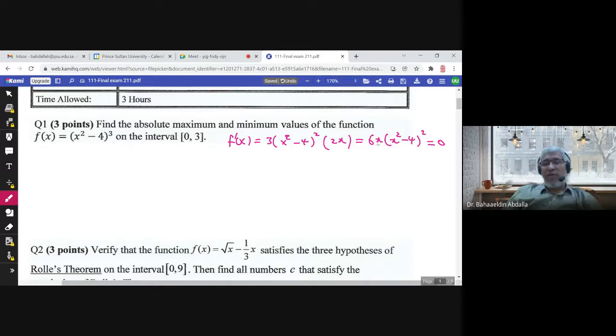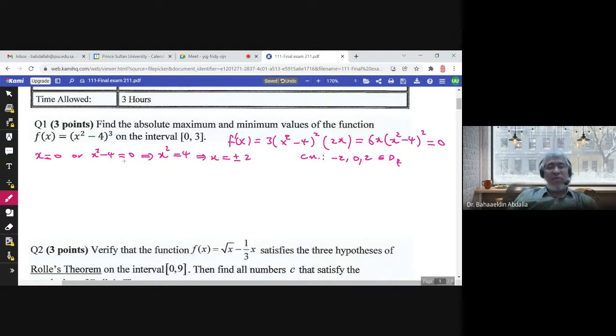So here x could be 0. This is one solution. The other solution is where (x squared minus 4) to the power 2 is 0. Then x squared minus 4 has to be 0, so x squared is 4, and x is positive or negative square root of 4, which is 2. So there are three critical numbers: negative 2, 0, and 2. All of these numbers belong to the domain of f because the domain of f is the set of all real numbers. This is a polynomial.